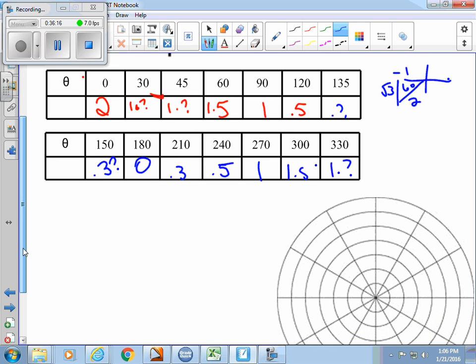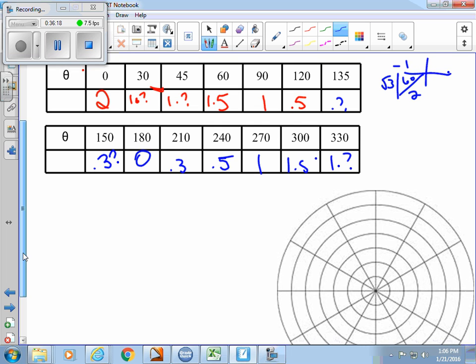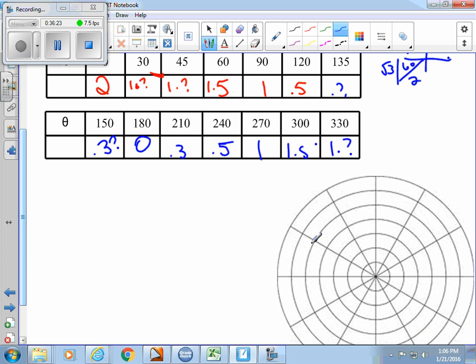And probably wouldn't be a bad idea to go ahead and do 360. Isn't it going to be 2 again? From there, I'm going to repeat. I'm going to plot all those points. 0, 2 units out. I'm going to skip the 30 and 45, see if I can't connect the dots, but I kind of know what's going on. At 60, I'm at 1.5. So you see how I'm going to just kind of follow to that. I'm going to decrease on my way there. 90 is 1.